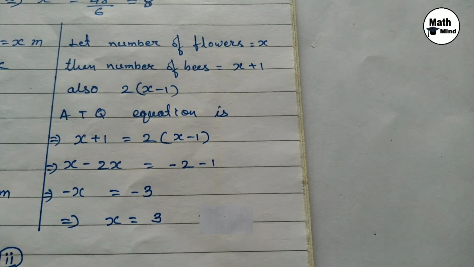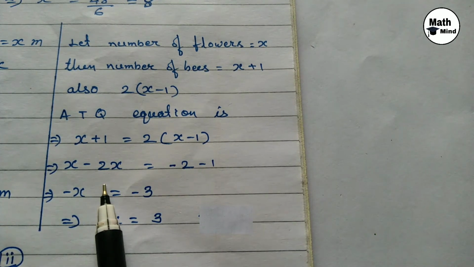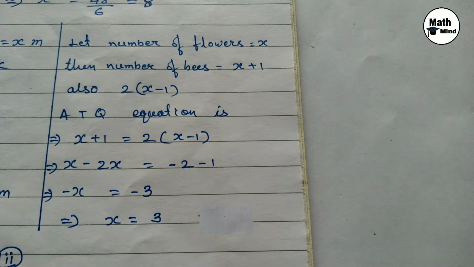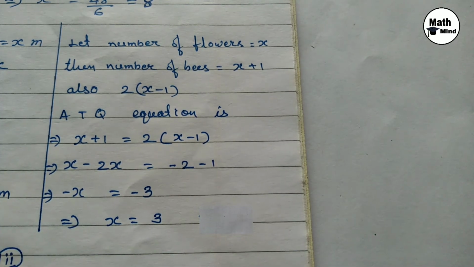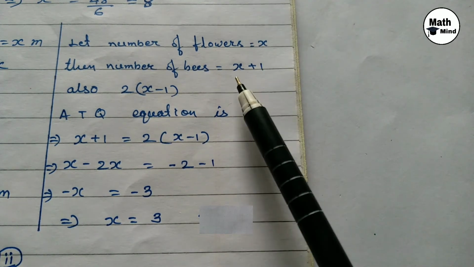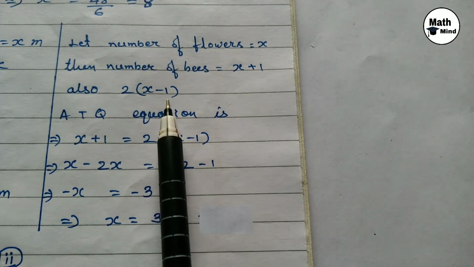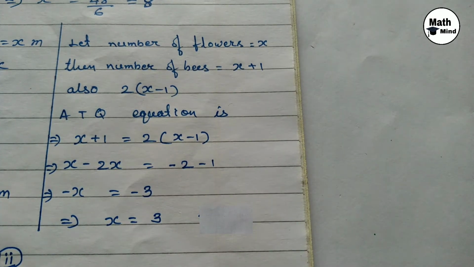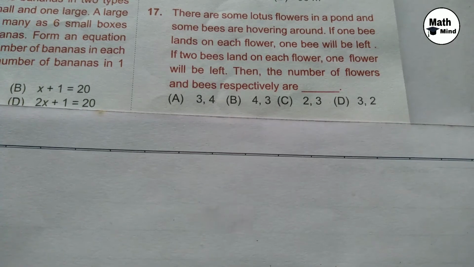Opening the bracket and taking the variable terms to the left hand side, we get x minus 2x equals minus 2 minus 1. Minus x equals minus 3. Multiplying both sides with minus 1, we get x equals 3. Hence, the number of flowers equals 3. Number of bees, x plus 1, 3 plus 1, 4. Verifying here, 3 minus 1, 2, 2 into 2, 4. This is the number of bees. X plus 1, that is 4. Number of flowers 3, bees 4.